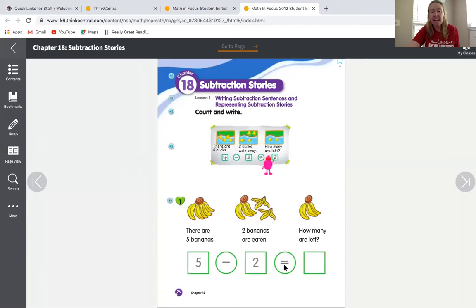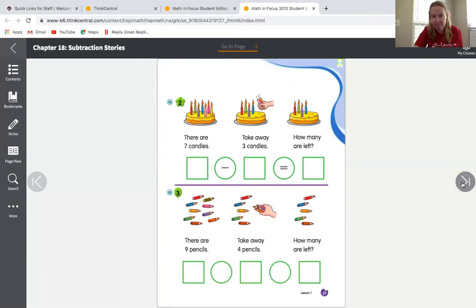So I hope that you figured out 5 minus 2 equals how many, friends? 1, 2, 3. If you figured that out, great job. Let's go to the next one. Now, this says there are 7 candles. So what number, friends, are you going to put in that box? If you said the number 7, you are correct.